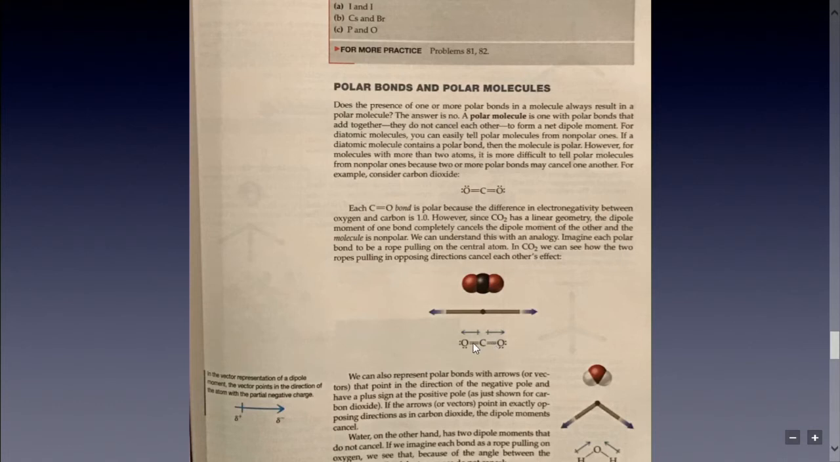Now, what if one of these bonds was different than this bond? Well, that'd be a different story, because then you'd have a stronger person on the left than on the right, or vice versa, a stronger person on the right than the left. So as long as the two bonds here are equal in electronegativity difference, and they're in the same direction like this, in the same plane, they'll cancel each other out.